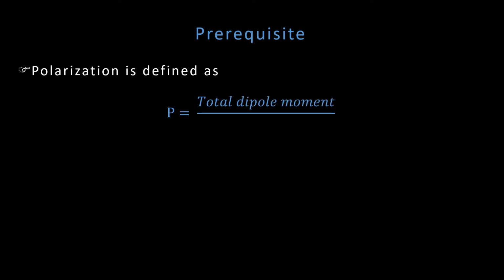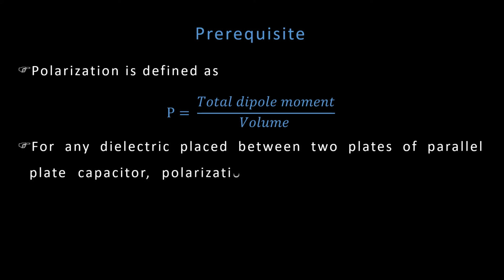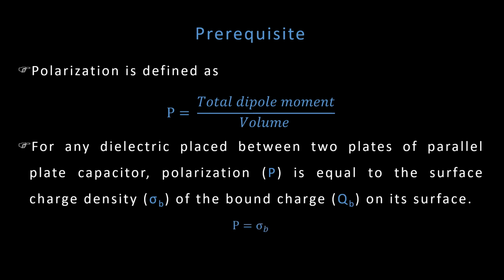To understand today's topic thoroughly, we should know the following points. We should know that polarization is defined as total dipole moment per unit volume. And we should also know that when we place some dielectric between two plates of a capacitor, we have surface charge density on the surface of the dielectric due to bound charge, which is denoted by sigma b, and the relation between polarization and sigma b is P is equal to sigma b. So with these 2 points clear, we can start with today's topic. Let us start.